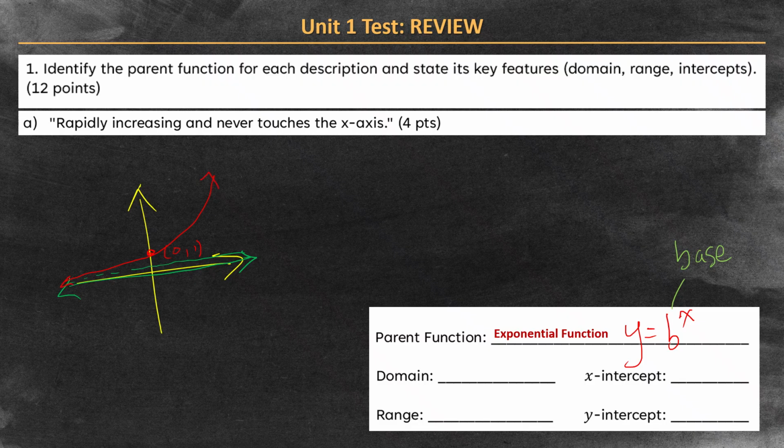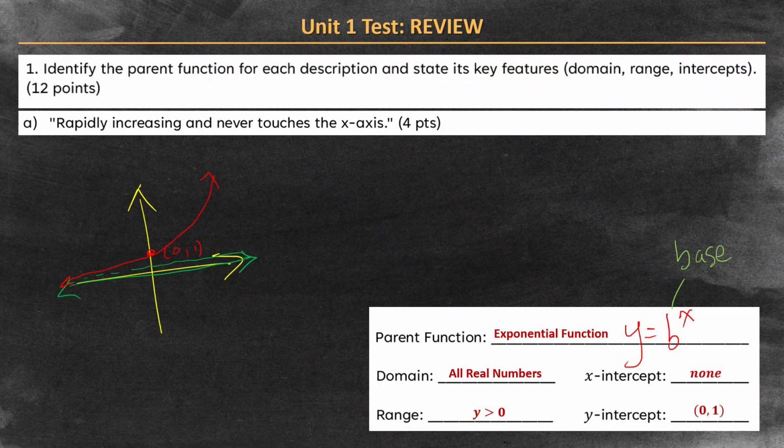So the domain, as you can see, it's going to be all real numbers. Range, does it include the x-axis or no? No, it does not. So it's going to be y is greater than 0. Now the x-intercept, because the graph never intersects the x-axis, there's going to be none, and the y-intercept is going to be (0, 1).